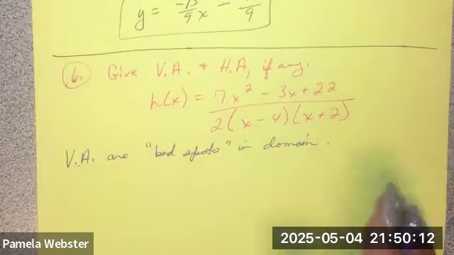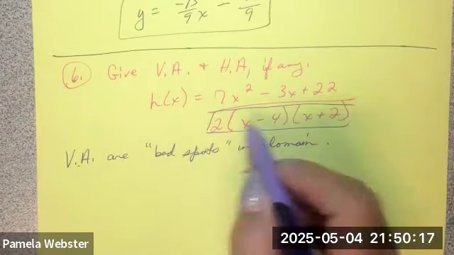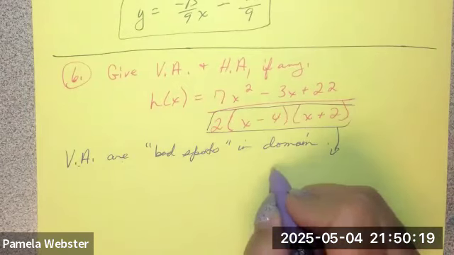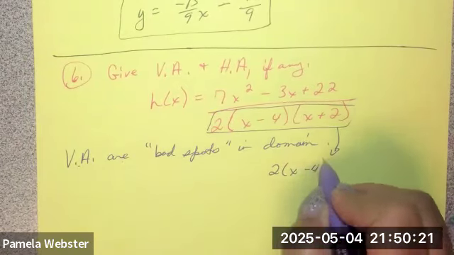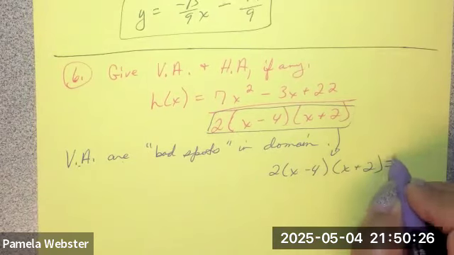Okay. And remember, we just did this. So how do I find a bad spot? This is division. I want this guy, 2 times x minus 4 times x plus 2. That guy cannot equal 0.